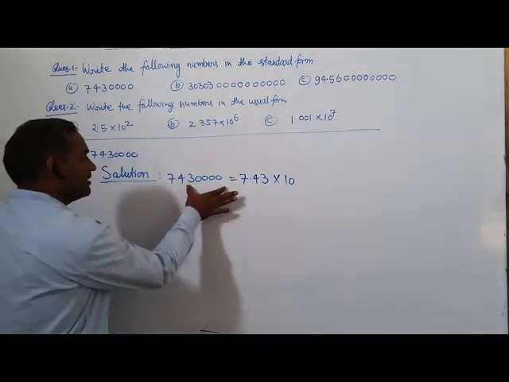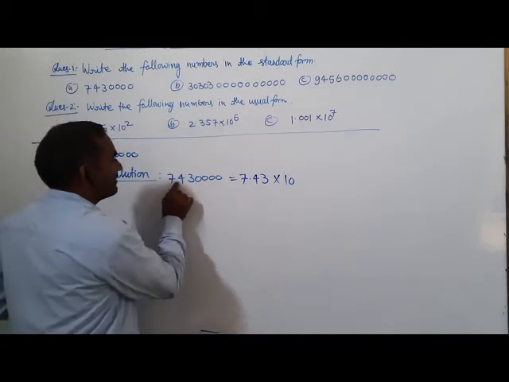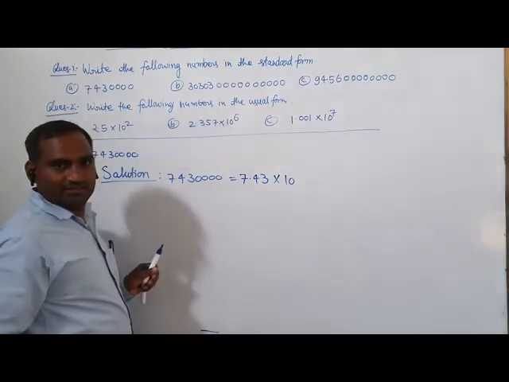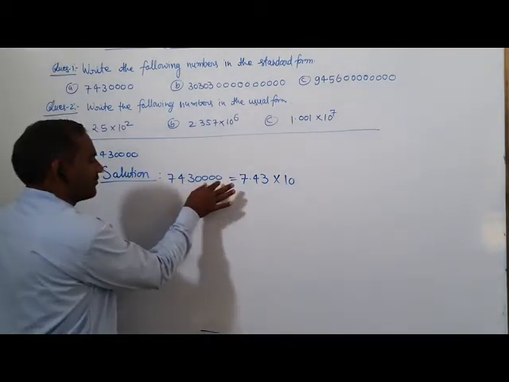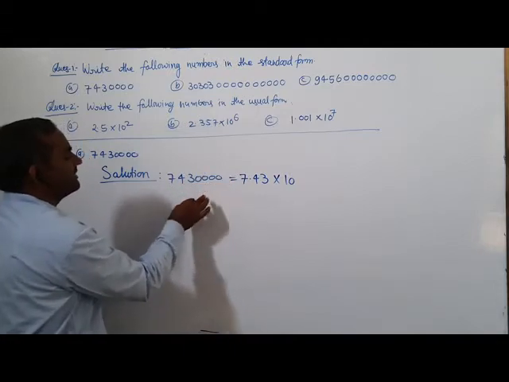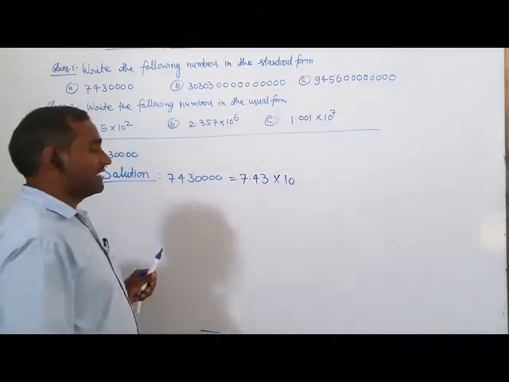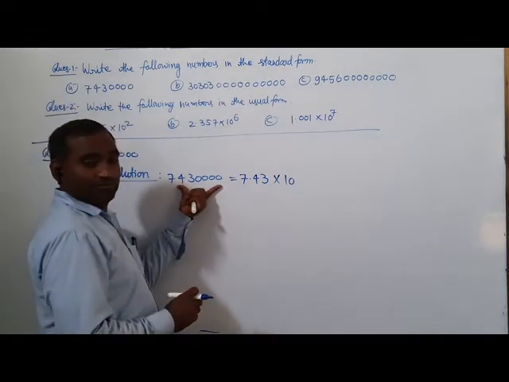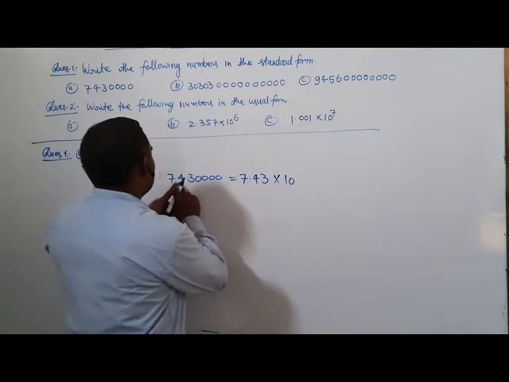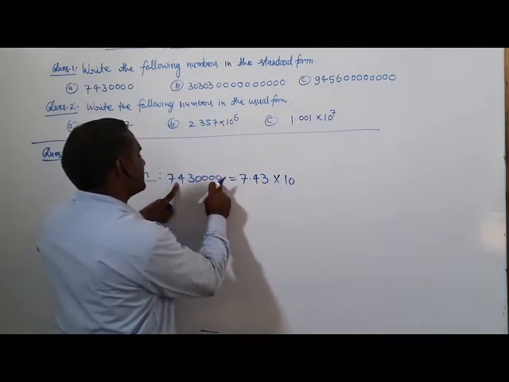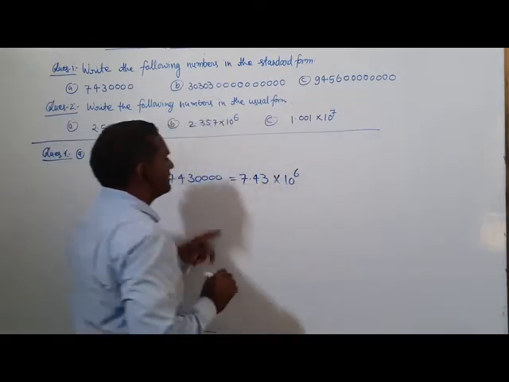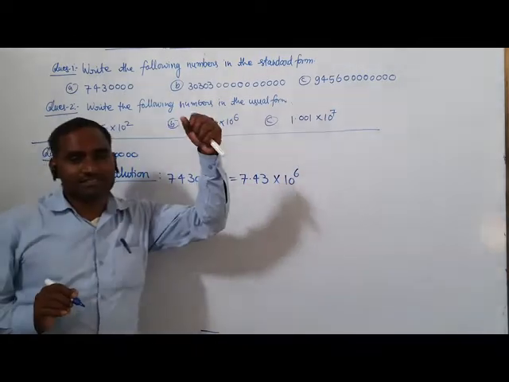So count the number of digits here: 1, 2, 3, 4, 5, 6. The decimal comes 6 places from right to left. So the power is 6. This is the standard form of this number.